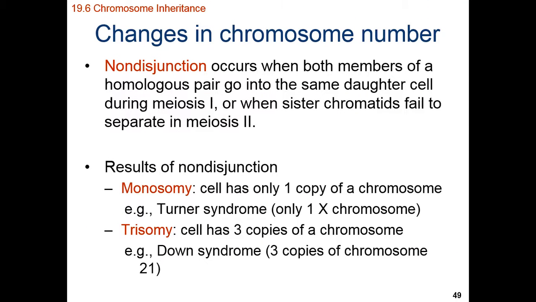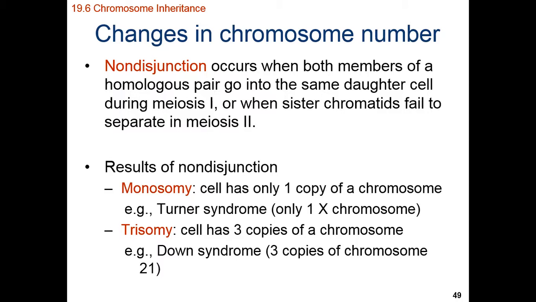It's also worth emphasizing that occasionally mistakes happen. Nondisjunction is a mistake that occurs when the homologous chromosomes do not separate from each other appropriately or evenly during meiosis. So in other words, the homologous pair of chromosomes goes to one daughter cell. This results in a gamete that is either +1 chromosome or -1 chromosome.